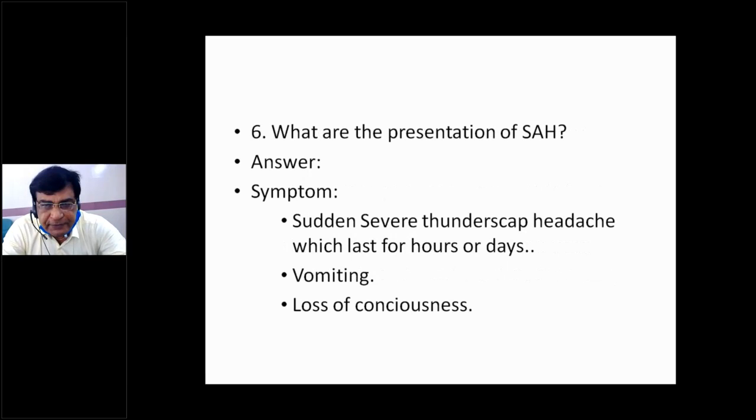What are the presentations of subarachnoid hemorrhage? The symptom of subarachnoid hemorrhage is sudden severe thunderclap headache. Thunderclap headache indicates a sudden and severe headache like thunder, which lasts for hours to days, and it is associated with vomiting and occasionally loss of consciousness.